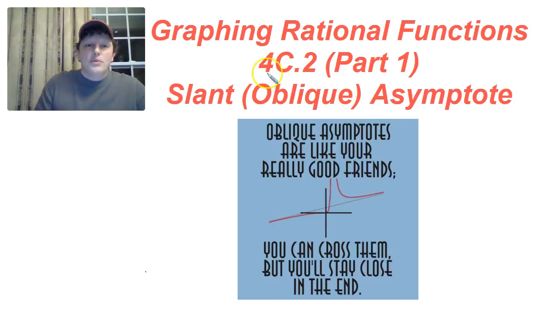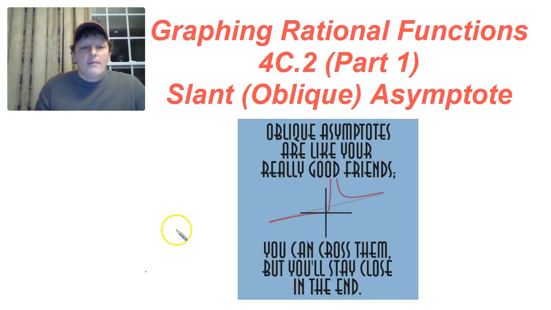We are moving on to what I'm calling 4C.2, but we're still trying to graph these functions. And today I want to talk about another type of asymptote, the third type of asymptote that you sometimes see. It's called a slant asymptote or an oblique asymptote. And we'll call it a slant asymptote for the most part. But if you ever see that oblique asymptote, that's the same thing.